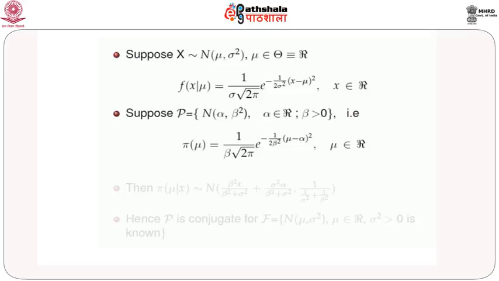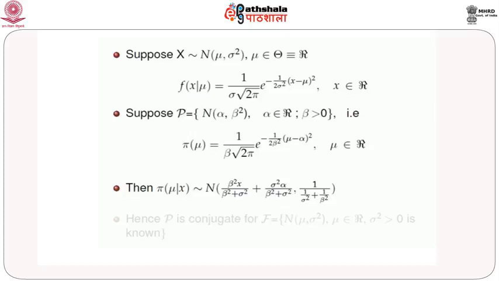Now we assume that our class of prior distributions for mu, the parameter of interest, is a normal distribution with mean alpha and variance beta square, where alpha is any real number and beta is any positive real number. Here alpha and beta are the hyperparameters. So the density of the prior distribution is as given below.